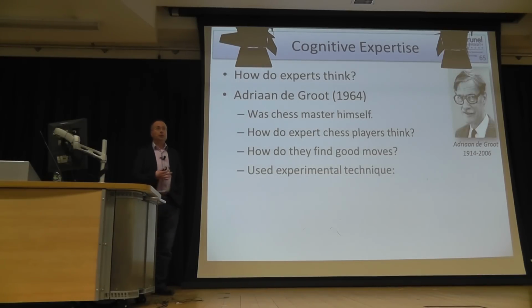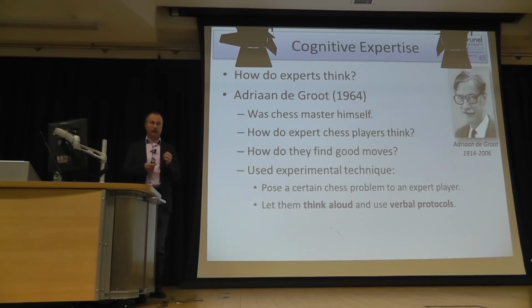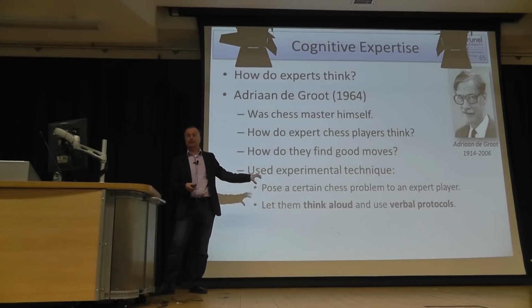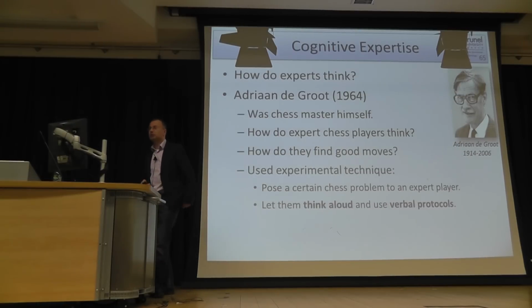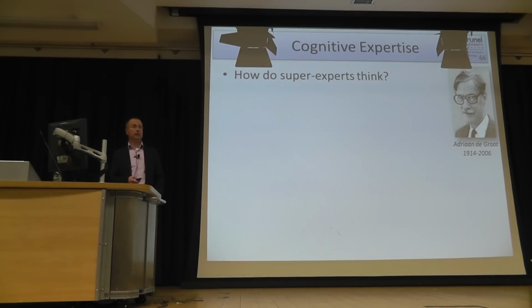And he used the following experimental technique. He gave a certain chess problem to expert players, and then he asked them to think aloud how they solve that problem. And then they used verbal protocols. So he wrote that down and analyzed that afterwards. And that's still one of the major techniques to investigate expert cognitive performance.